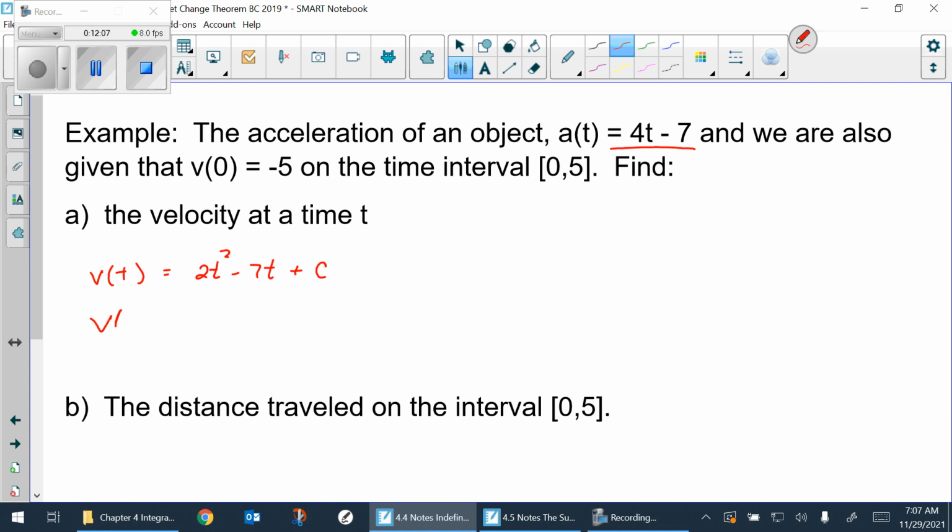And if we know that the velocity at a time of 0 is equal to -5, well, we have 0 minus 0 plus c. We realize that c is going to have to be, sorry, that was -5. c is going to have to be -5. So let's turn this into a -5.